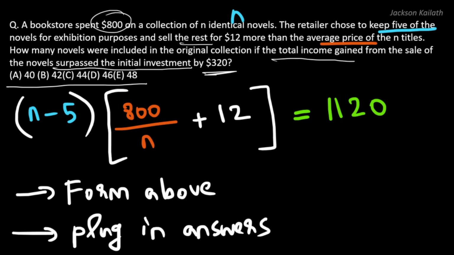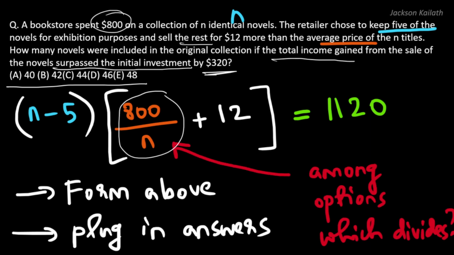Now there is one more interesting thing that you can do over here. You can see that we have 800 by N, right? And we are getting a whole number over here, right? So whatever comes over here should also be a whole number, or in other words, N should perfectly divide 800. So check among the answer options which number divides 800 perfectly.